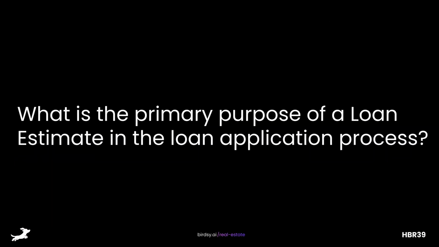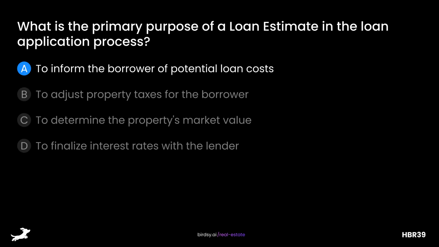What is the primary purpose of a loan estimate in the loan application process? Is it A, to inform the borrower of potential loan costs, B, to adjust property taxes for the borrower, C, to determine the property's market value, or D, to finalize interest rates with the lender? The answer is A, to inform the borrower of potential loan costs.